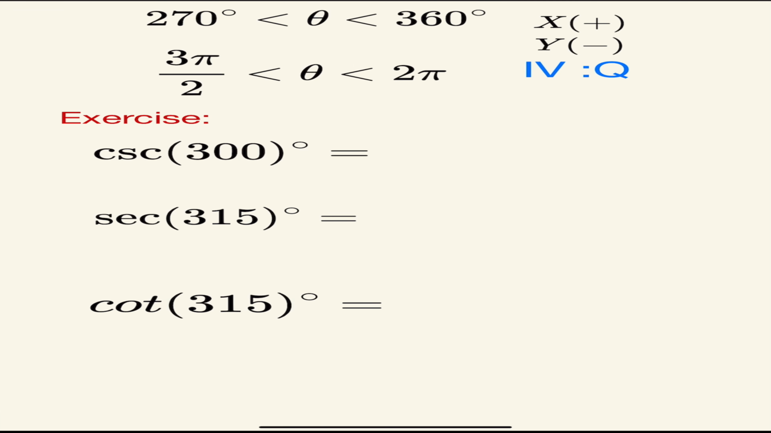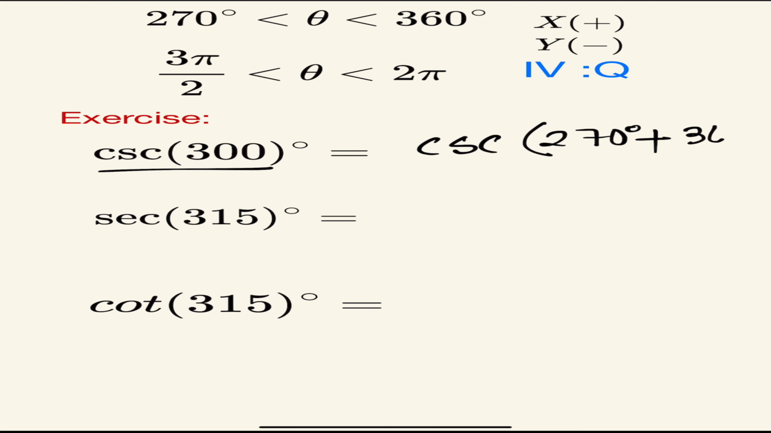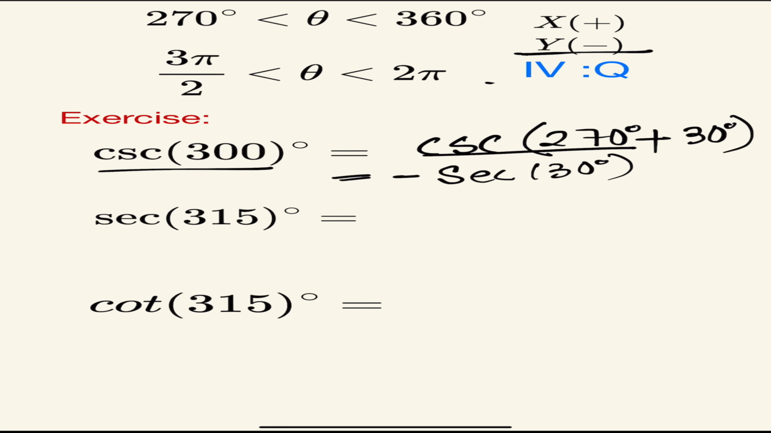So here we have cosecant 300. Same thing, more like the sine function. Cosecant 270 plus 30. Okay, now what is cosecant 270? We have to change this to the secant function, right? Plus 30, so 30 degree. Now we have to change the sign since cosecant is also negative in the fourth quadrant, okay? Now, what is secant 30 degree? It's going to be just 2 over square root of 3.